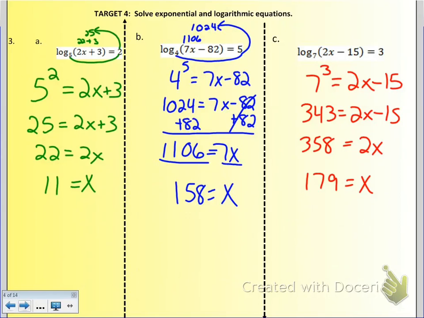Okay, here in the red, we wrote it in exponential form. 7 to the 3rd equals 2x minus 15. 7 to the 3rd is, of course, 343 equals 2x minus 15. Solve, so we get 358 equals 2x. Then divide both sides by 2, and x equals 179. Plugging it back in. 2 times 179 is 358. 358 minus 15 gives us 343. And 7 to the 3rd power is 343. So it all checks out for us. Yay!